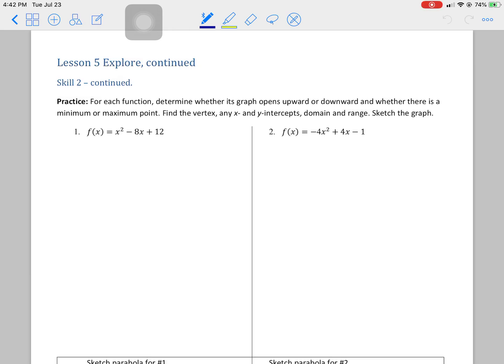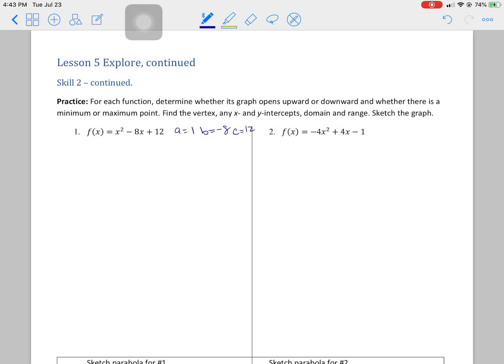All right, page 4. We're going to practice finding the vertex, the x and the y axis, and the domain, range, and sketch our parabola from these quadratic functions. Okay, so the first one is in the proper order. A equals 1, B equals -8, C equals 12.